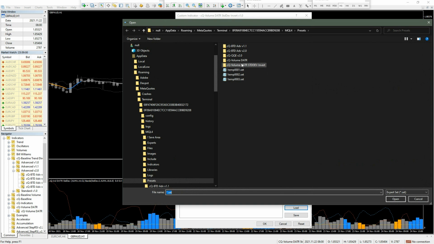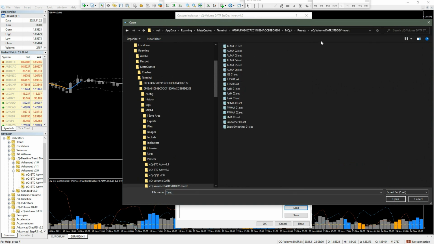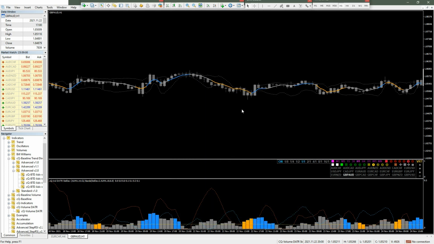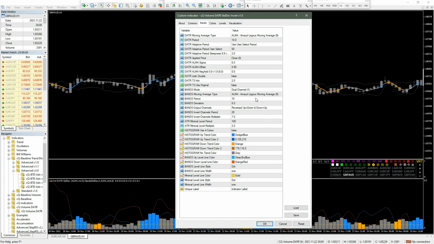I have a number of presets. I just went through and just started making some. I didn't put any other indicators on it other than probably one of these, this baseline. You could stick your baseline on there. You can load one of these presets, and they'll be in the zip file, and then you can go in and change things from there.